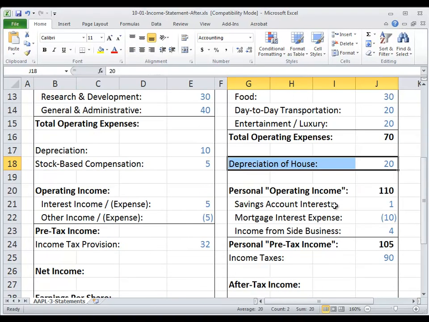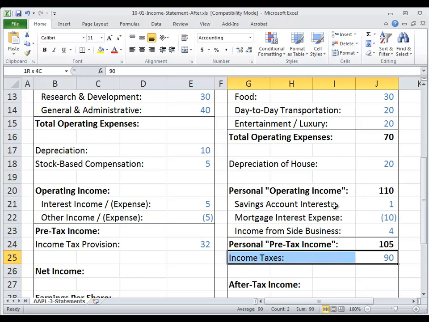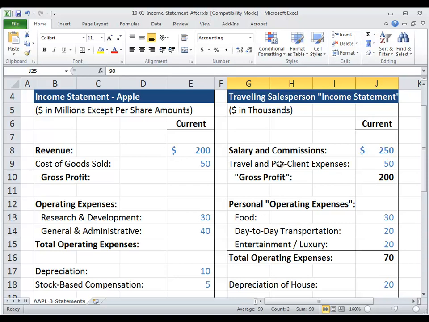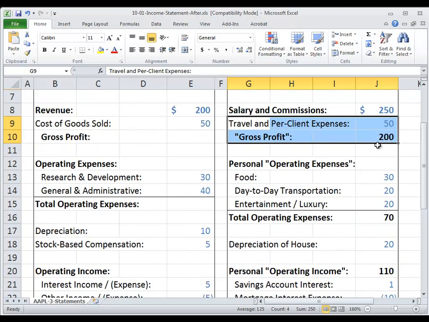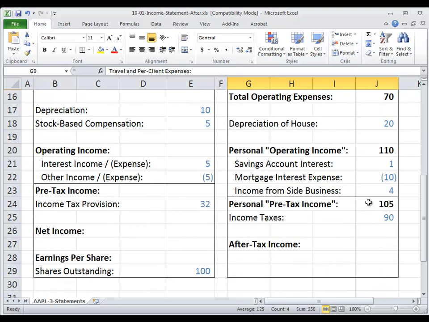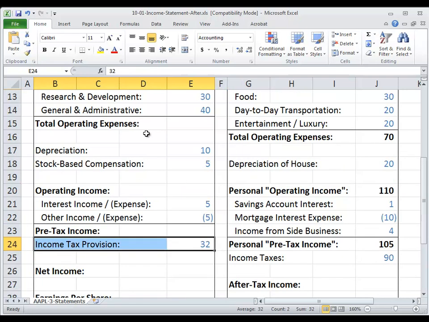And so the reason this person is paying so much in income taxes is because this income tax number is based off of their salary and commissions, really their gross profit here, after they pay these business expenses. It's based off of this 200,000 gross profit number, and so that's why the income taxes here are so high. So the analogy does not hold up exactly, because for a company, when they determine their income tax provision, they are actually able to deduct all these expenses, whereas an individual is not.